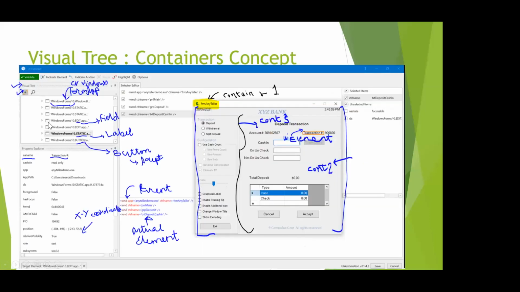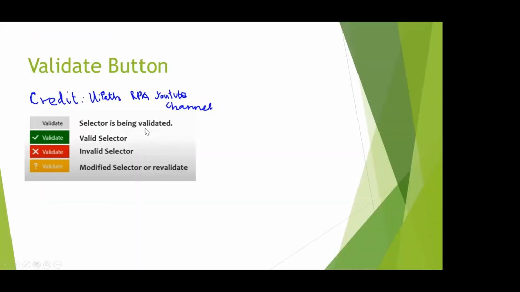So as you were seeing, that selector was being validated. It was coming in green color quickly, and then it was having this refresh kind of thing, which means the selector was being validated. And because the selector is valid, you could see that in green color, and it shows as a valid selector. Now, if our selector was invalid, it would give us a cross with the red color background, which means that our selector is invalid. And then if we modify the selector, it would give us this yellow orange color background with this question mark. That means it needs to revalidate our selector.